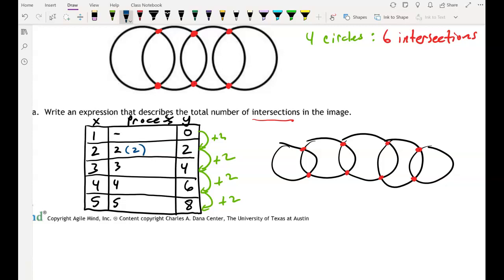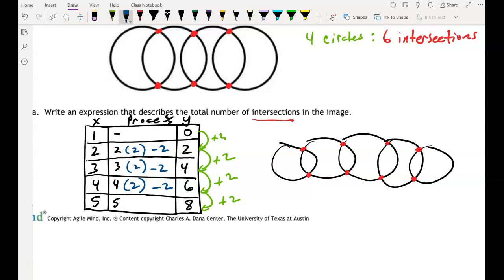Now that's 4. How do I get from 4 to 2? Well, I'd have to subtract 2. So 2 times 2 is 4, minus 2 is 2. Will that work for the next one? 3 times 2 is 6, minus 2 is 4. I think I found it. 4 times 2 is 8, minus 2 is 6.